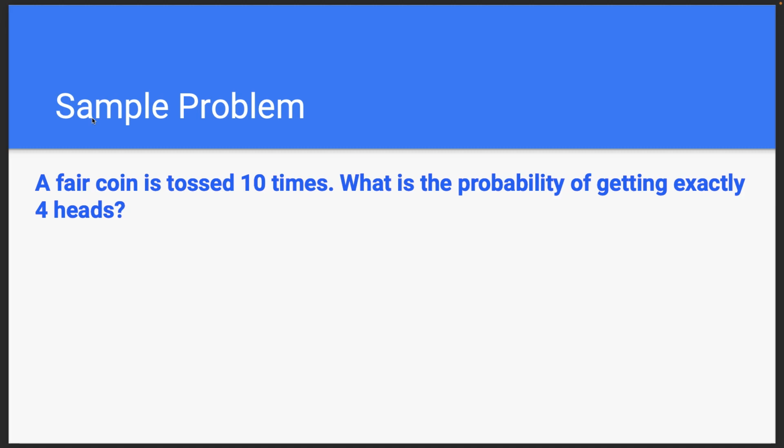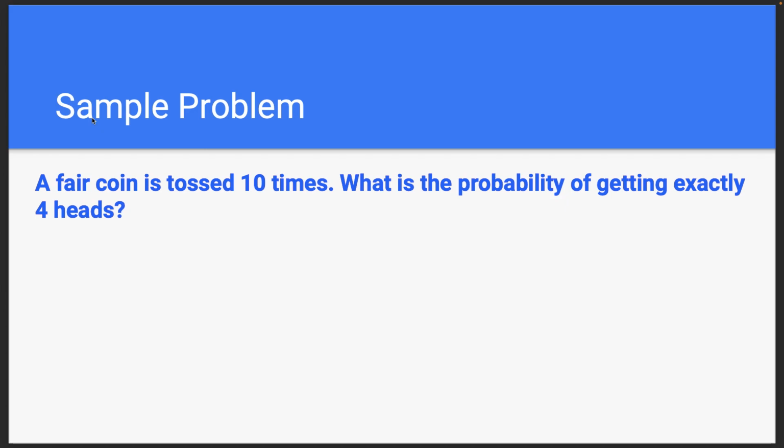Okay, we have a coin, and this is a problem. We want to get the probability of getting exactly 4 heads when we toss a coin 10 times. What would be the answer? Do you have any idea how to solve it? So 10 choose 4. Yeah, exactly.